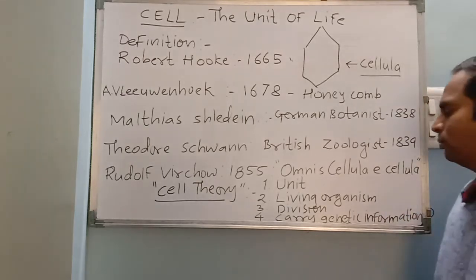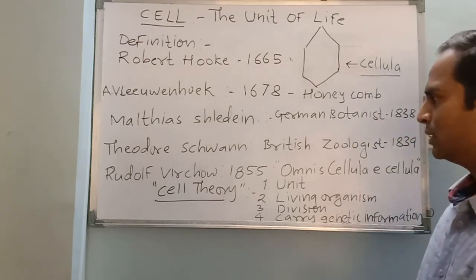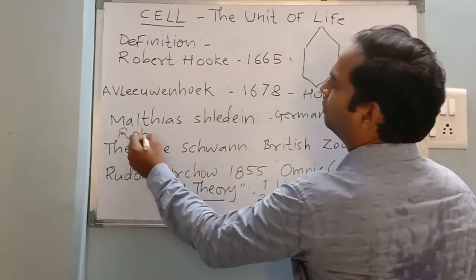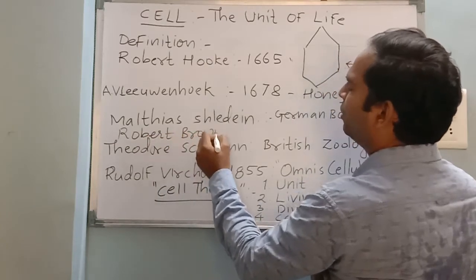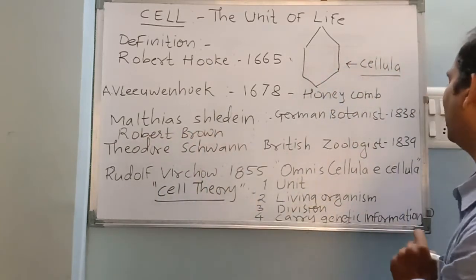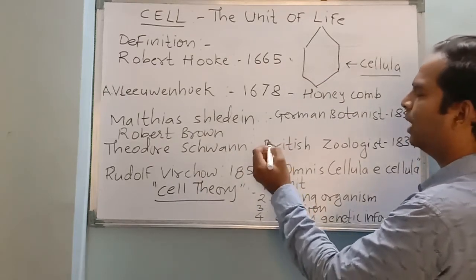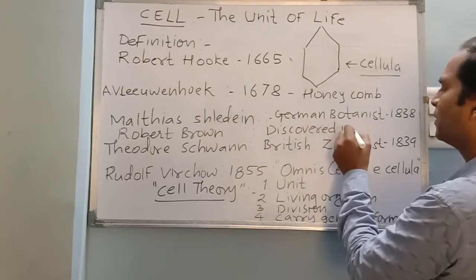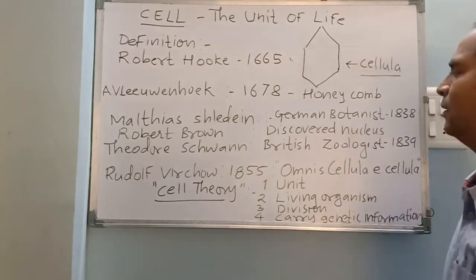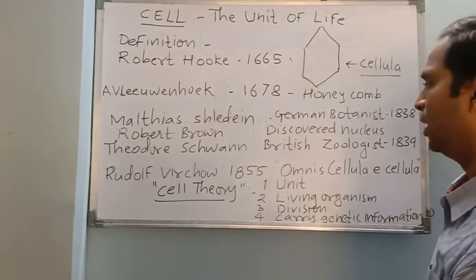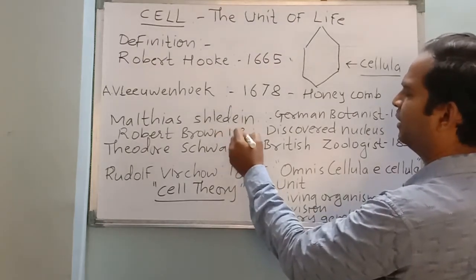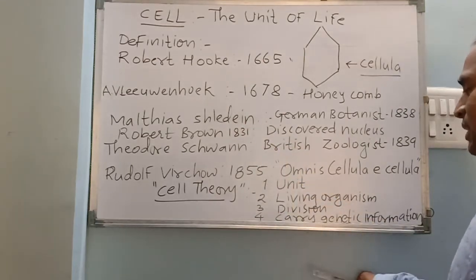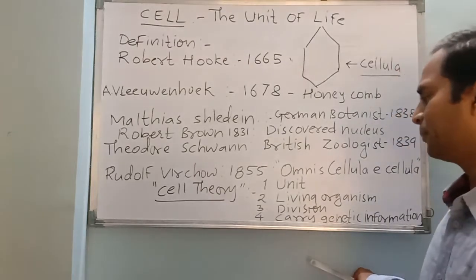This was supported by one more person, and that person was Robert Brown. One more person came into light, also in 1838-39, Robert Brown, and he discovered the nucleus. Remember that. The nucleus of a cell was discovered by Robert Brown. The year was approximately 1831. Then this nucleus contains genetic information, and that is why cells can carry genetic information, we can say.